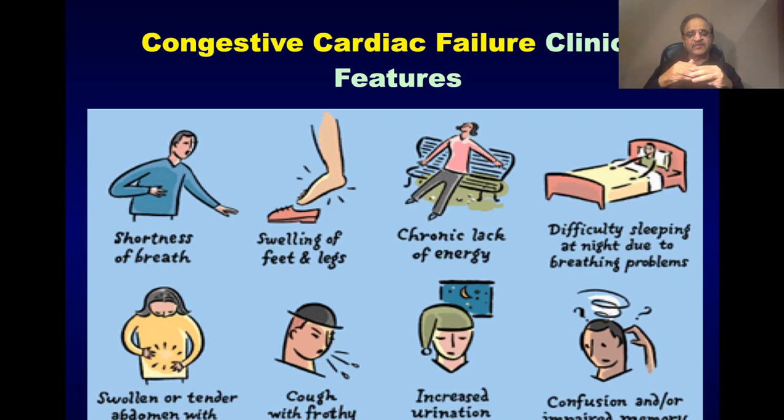Nocturia in patient with heart failure is due to absorption of edema fluid at night in lying position. So there's increase in the intravascular volume, and then there's increased urination. Confusion in patient with heart failure is of course due to decreased, poor brain perfusion.